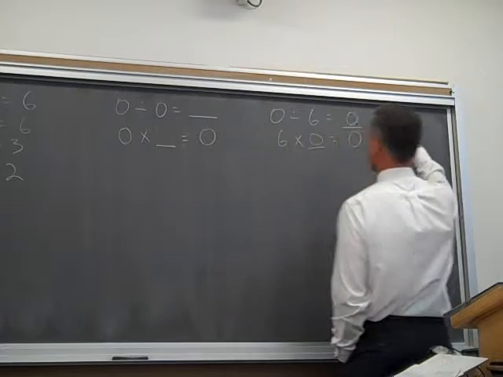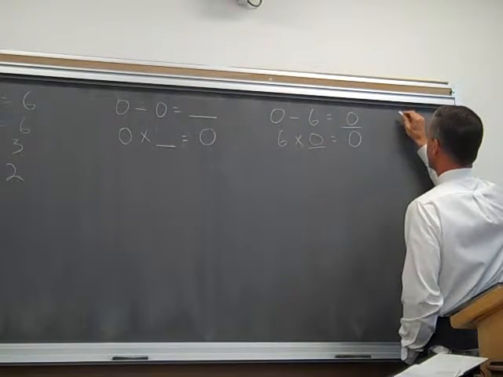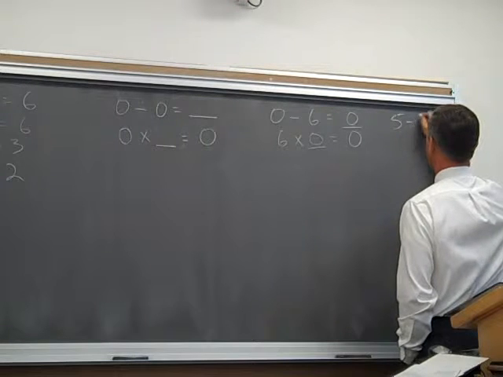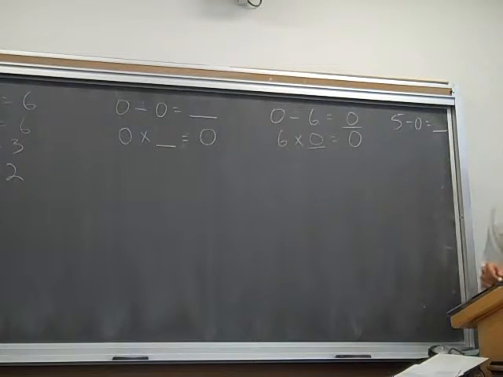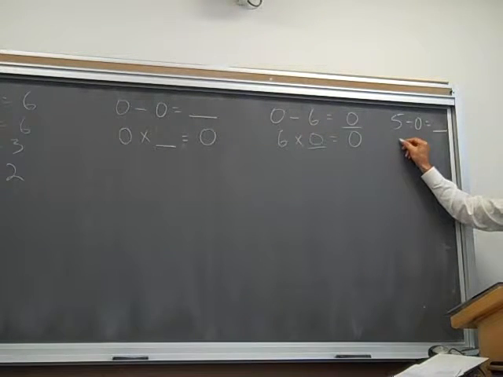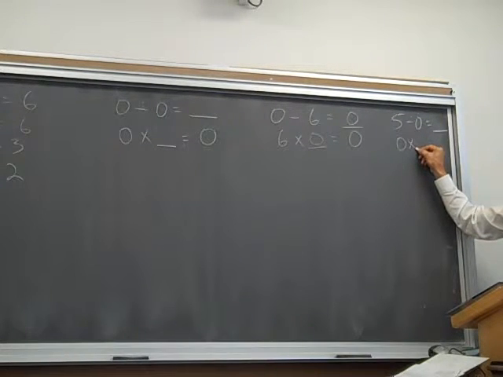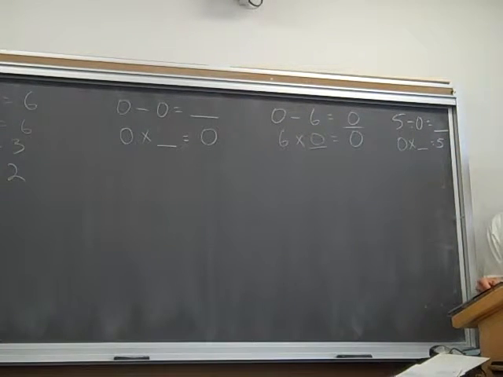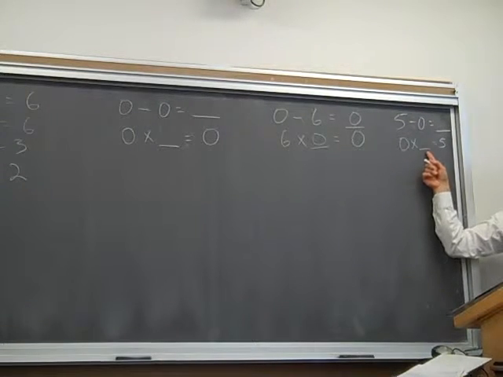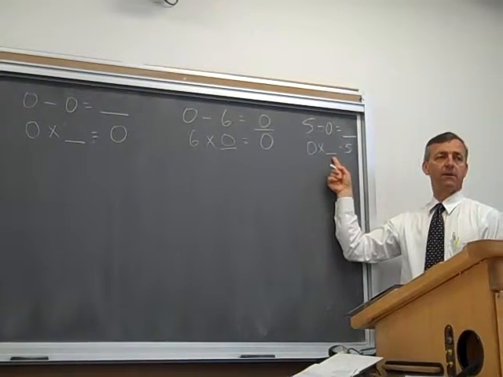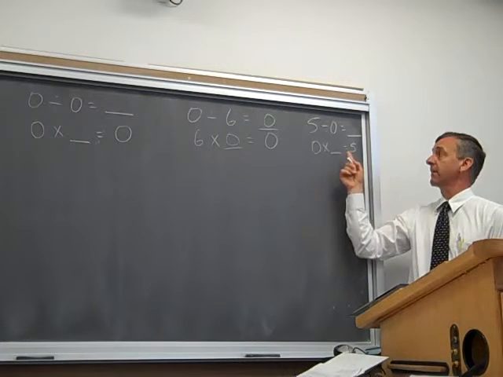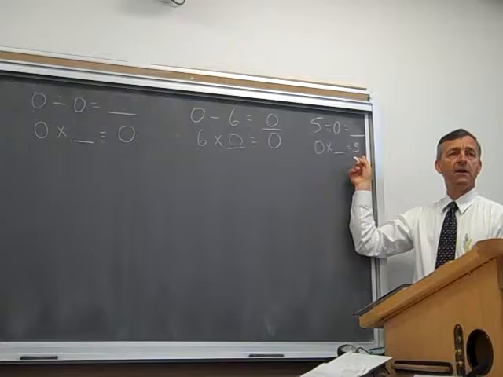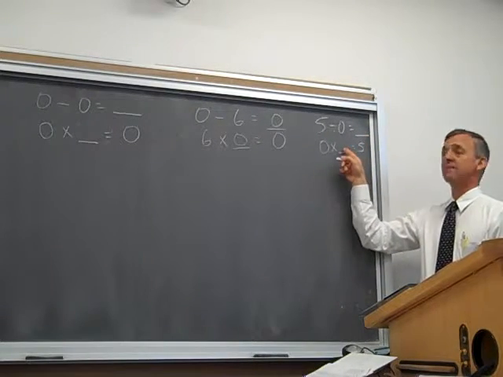And what about this last one here? 5 divided by 0 is blank. What's the answer there? Well, missing factor would be 0 times blank equals 5. What goes in there? Nothing, because if I multiply by 0, I've got to get 0. So there's not a thing I could put in there to get a 5 out. This one is undefined because there is no answer.